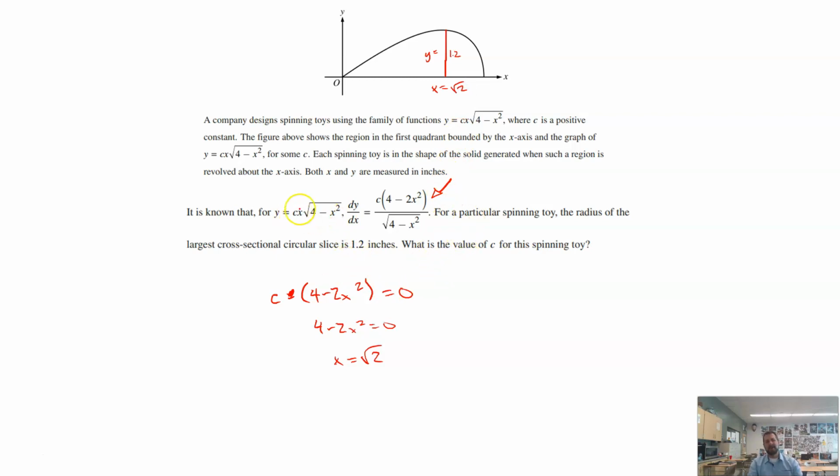Well, if that's where it occurs, then I can find out what c is by plugging in my y value, which is 1.2, equal to c times the square root of 2 multiplied by the square root of 4 minus the square root of 2 squared. Well, the square root of 2 squared is 2, so 4 minus 2 is 2. So what I have here is the square root of 2 times the square root of 2 multiplied by c is equal to 1.2. The square root of 2 times the square root of 2 is 2, so I have 2c equal to 1.2. So c is equal to 0.6. I don't love that, but that's how you do that one. And again, not the hardest of all the questions.